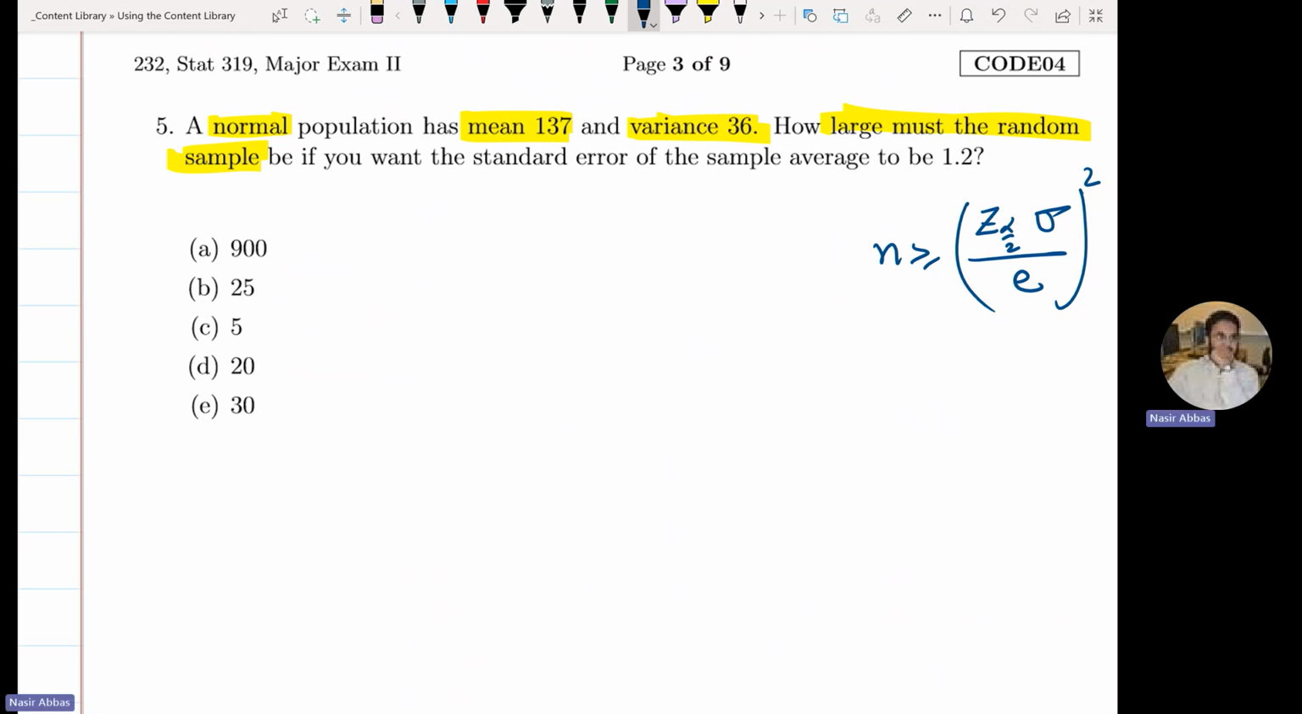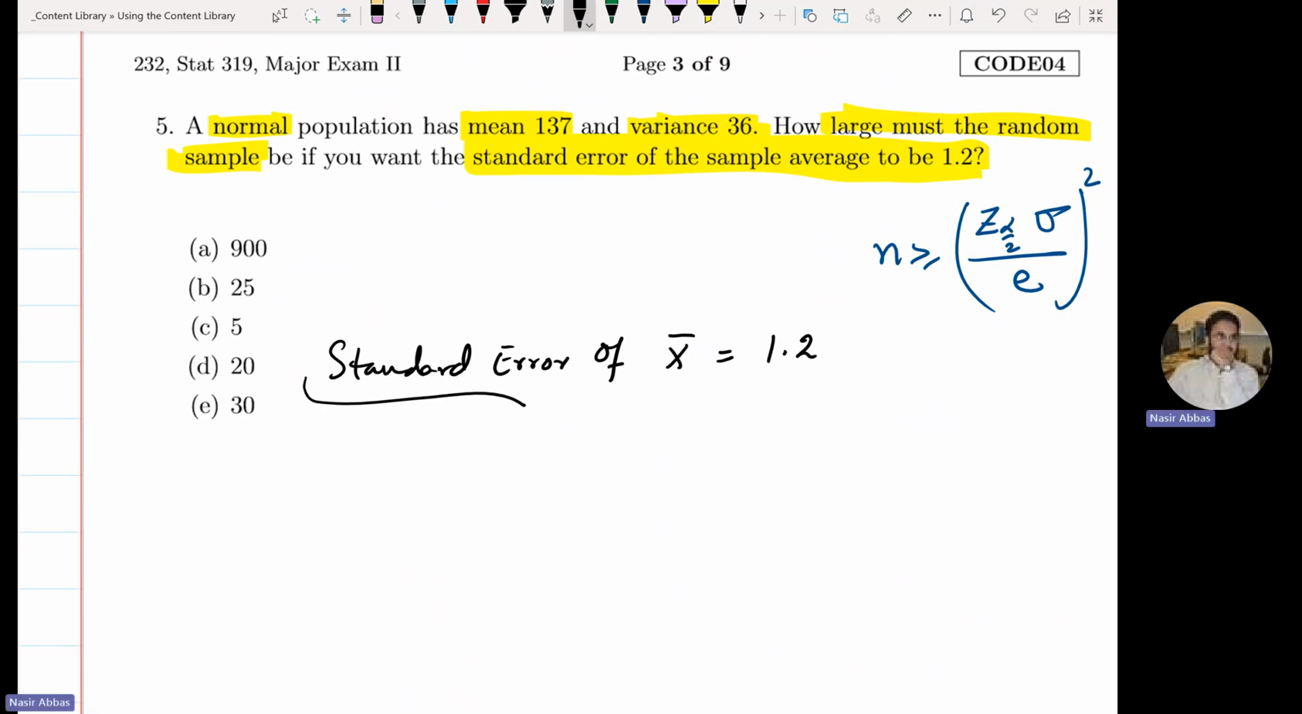Oh, E is not given directly. What is given? Interesting. What is given? You need to know this terminology. What is standard error of X bar?